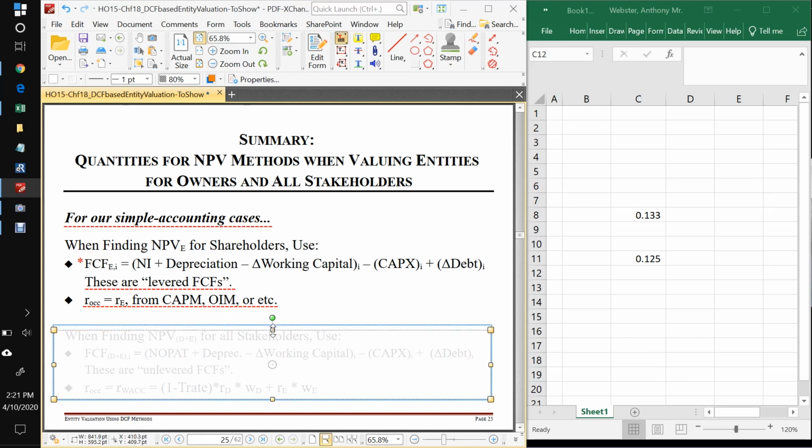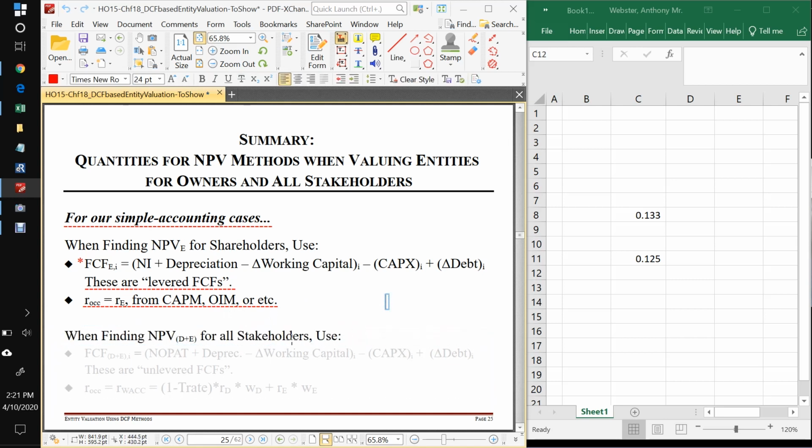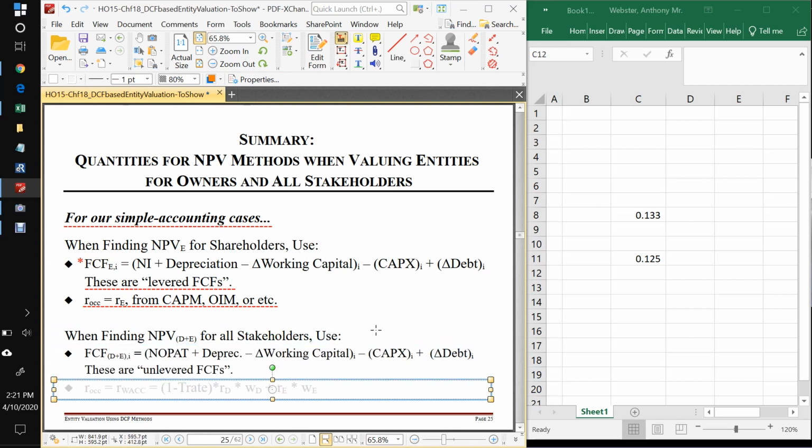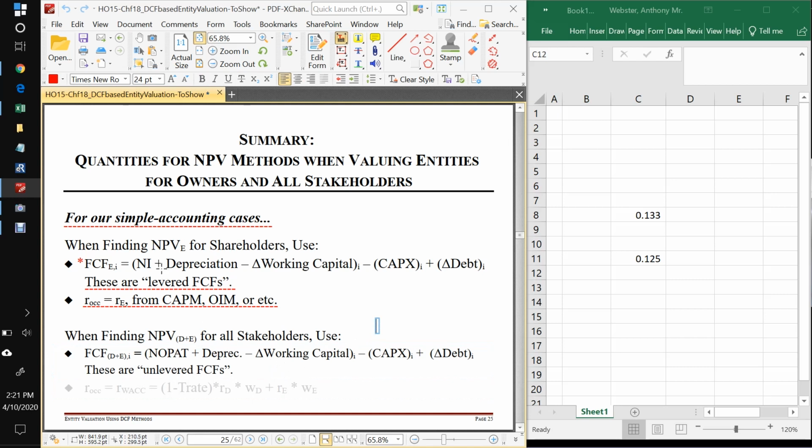Okay, so now how about finding NPV for all our stakeholders? Again, I'm just summarizing what we've done so far. Our free cash flow is going to look very much like the formula up above, except we exchange net income for NOPAT, and NOPAT is equal to EBIT minus tax. Other than that, it's exactly the formula that we had up here, so not too much extra to remember. These are the unlevered cash flows because these are the cash flows before we take into account that leverage, having to pay the interest on the debt.